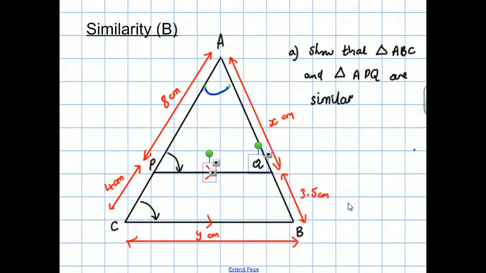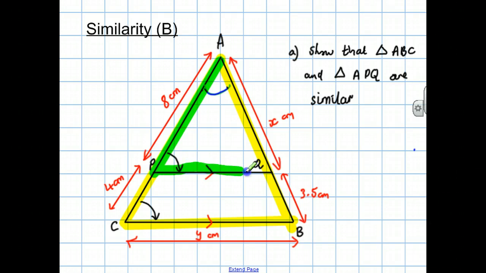Hello there. In this video we're going to be looking at the topic of similarity, and we're going to solve a typical problem that occurs. We've got this diagram here, and what we're going to first do is show that triangle ABC, that's the larger triangle, is similar to triangle APQ. That's this one here nested inside it. How do we do that?